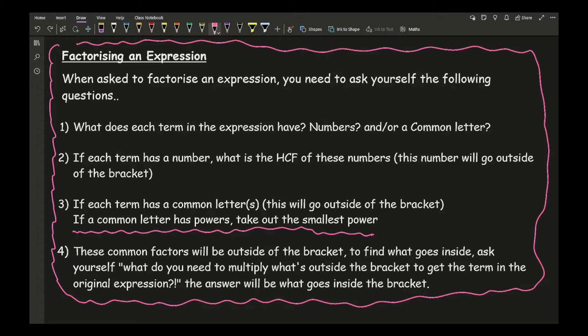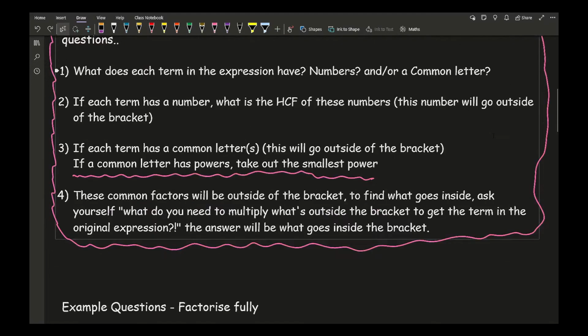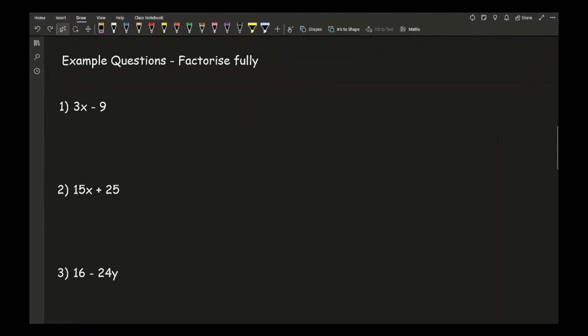Now, these common factors will be outside the brackets, and then to find what goes inside, just simply ask yourself, what do I need to multiply what's outside the bracket by to get the term in the original expression? And the answer will be what goes inside the bracket. Now, I've used brackets and expressions quite a lot there, but hopefully when we go through some examples, I'll translate what each of these 4 steps means. So let's go straight on to some questions.